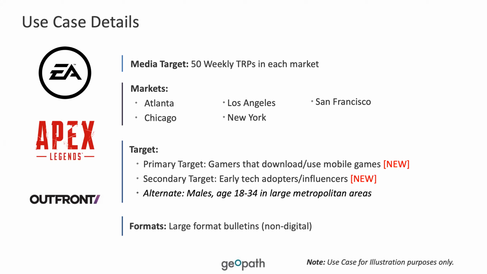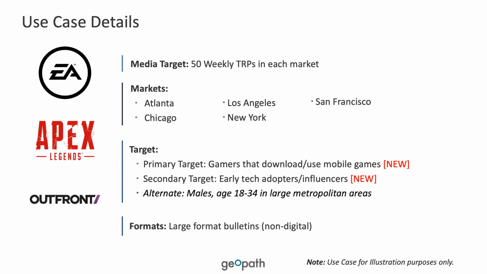And their target, right? So their primary target are gamers that download and use mobile games. Secondary target, they want tech influencers. So those early adopters, those influencers that may be more likely to get the secondary adopters and the laggards to actually start to adopt this game. But maybe this agency thinks out of home's old school, right? Maybe those first two are their targets, but they're not aware of everything going on, and they want to do out of home, but they don't think out of home can reach those targets.